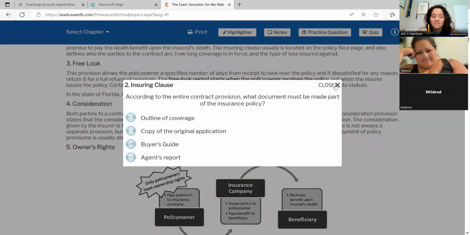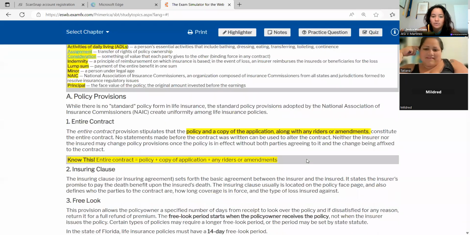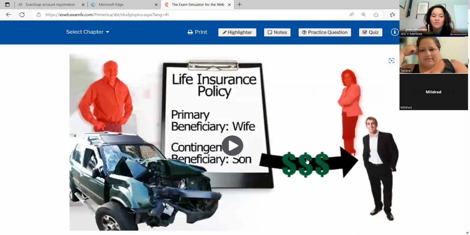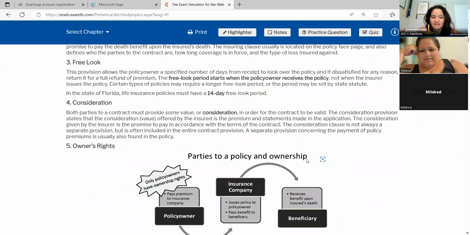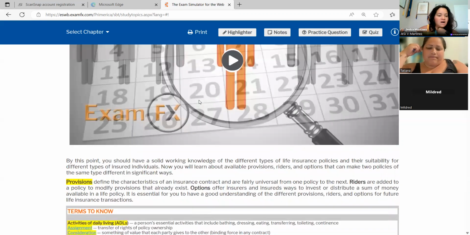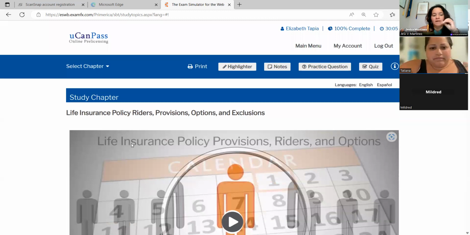And this insurance clause, so you see it's a lot, because I was scrolling through chapter 3 and I'm like, oh my God, it's a lot. And then we're getting basically the same questions. So let's just go to the terms to know. Actually, let's go back up a little bit more.